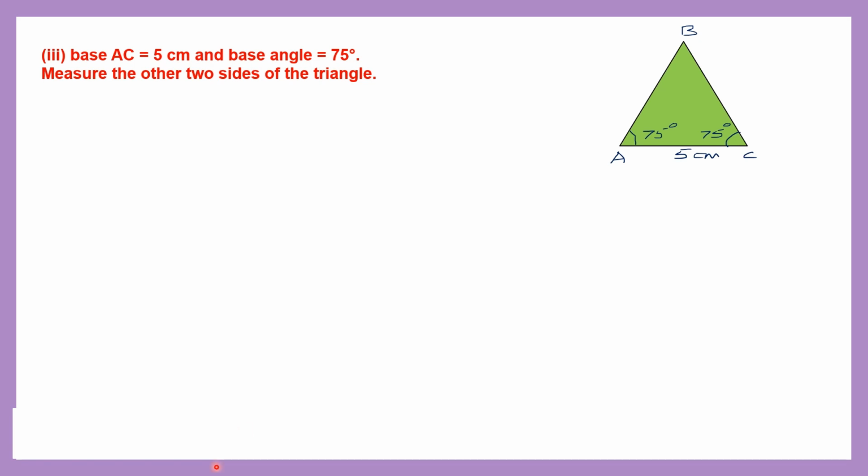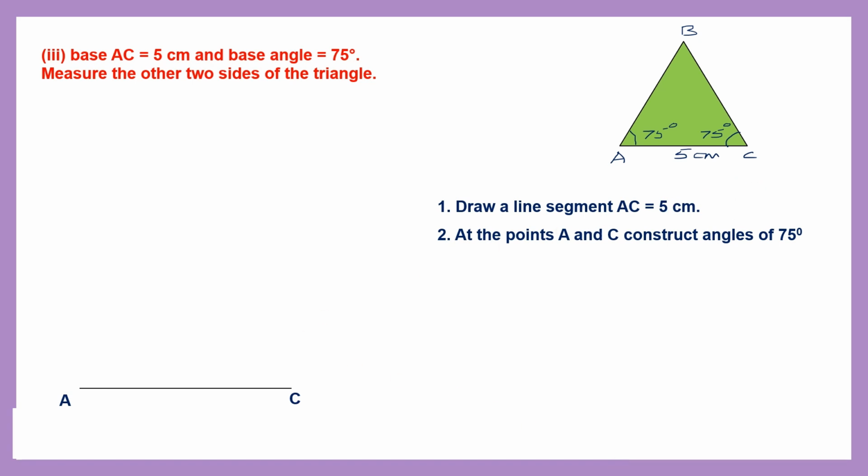So what do we have to do now? We have to first draw a line 5 centimeters and construct an angle of 75 degrees at A and 75 degrees at C. So let's begin. Draw a line segment AC. We have AC 5 centimeters. So let me write that, 5 centimeters. And at the points A and C, construct angles of 75 degrees here and here. Now 75 degrees, you know how to construct. So follow all the steps.